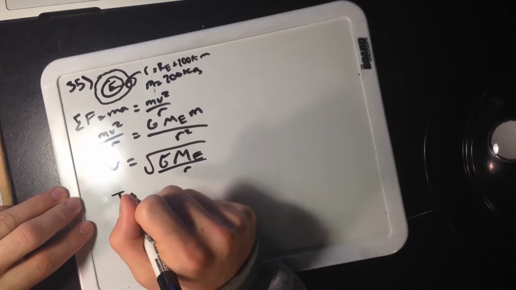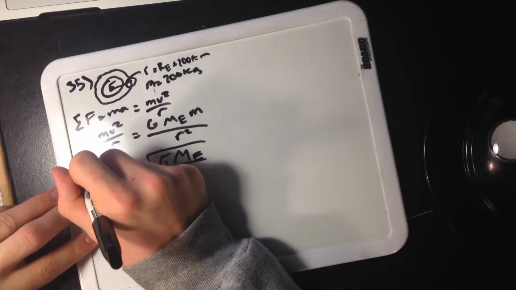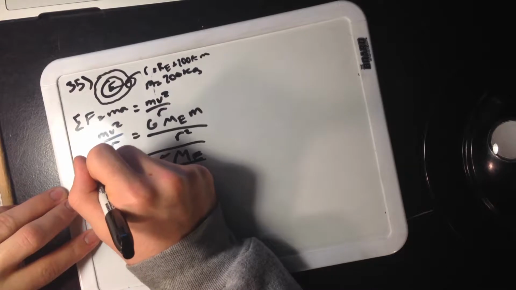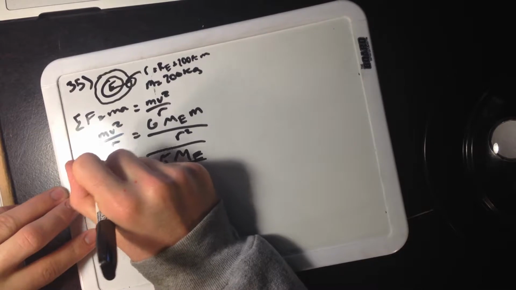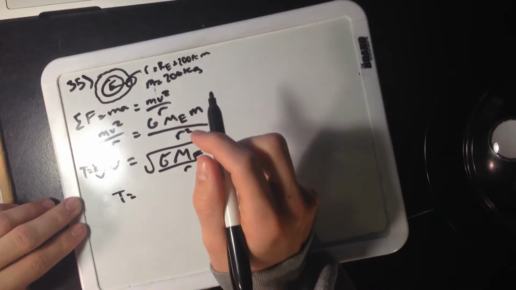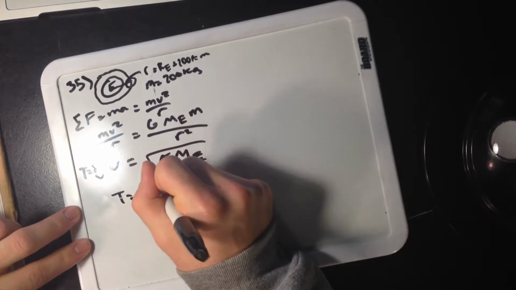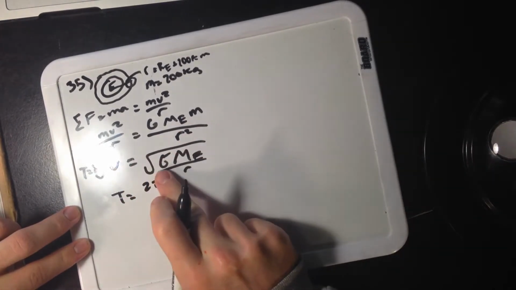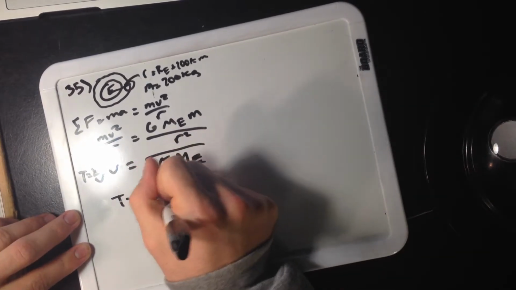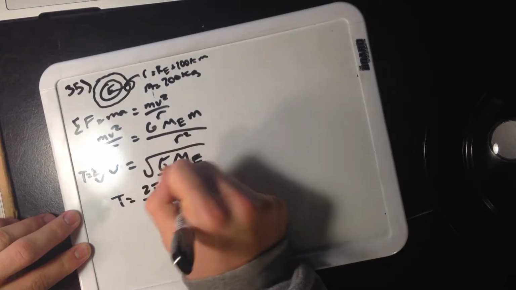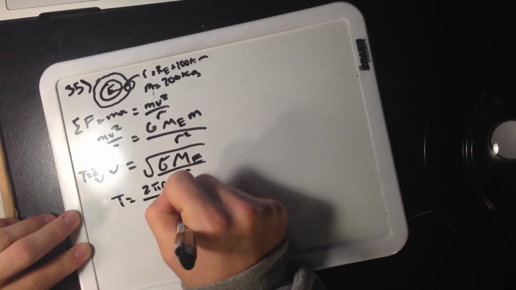So big T equals distance over velocity, because T is the inverse of the frequency. So you get 2 pi r, and actually that's little r, not big R, over the velocity that we just solved for, which is the square root of G M e over r.